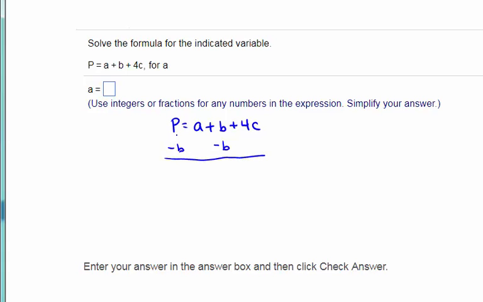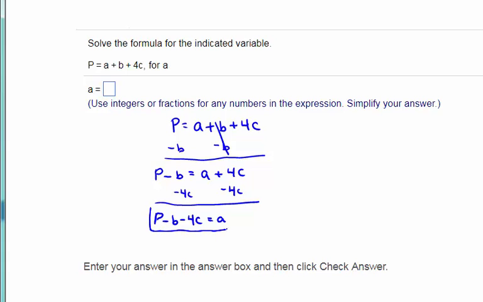Now in doing that, the P and the B are not like terms, so I can't really combine them. I'm just going to write them next to each other, and then I'll have A plus 4C left on the right. Now remember that you're solving for A, so you want to have A by itself, and so we need to get rid of the 4C, and so I'm going to subtract it off. And again, 4C is not a like term with either the P or the B, so I really can't do anything other than just write them side by side.